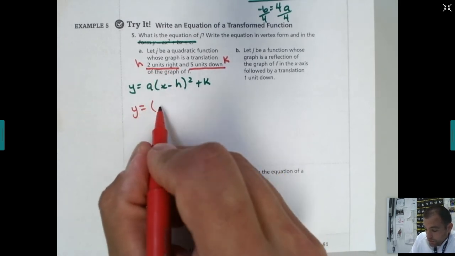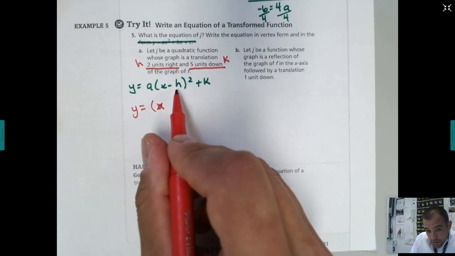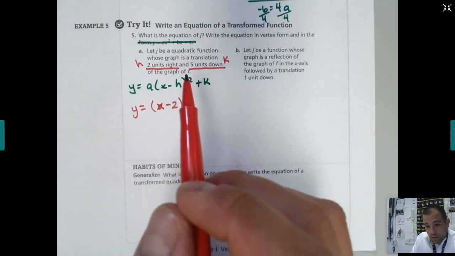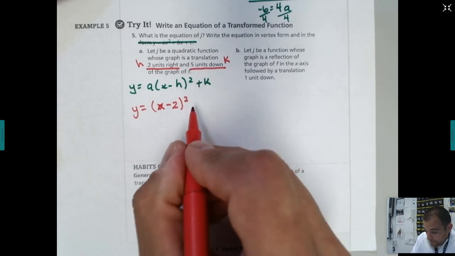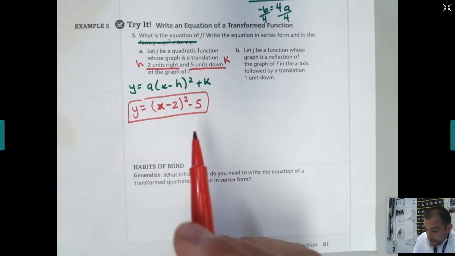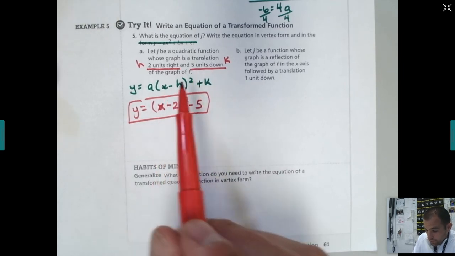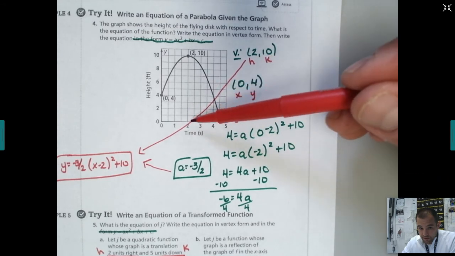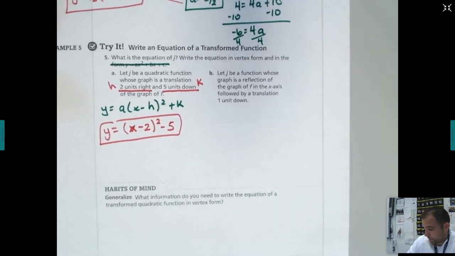2 to the right. Normally, right 2 means plus 2, but we have to put it in parentheses. So we have to do the opposite. Whether you take it out of parentheses or put it in parentheses, you always do the opposite. So minus 2, down 5 for K means minus 5. Because H moves it left or right, K moves it up and down. Just like here, right? H moved it right 2, K moved it 10 up. That's how we ended up at (2, 10). So the H moves right or left, the K moves up and down.